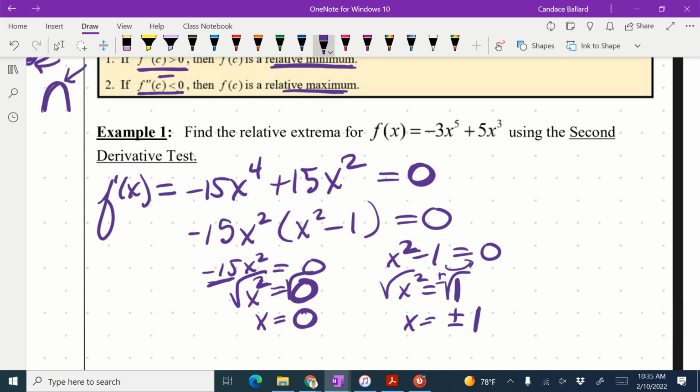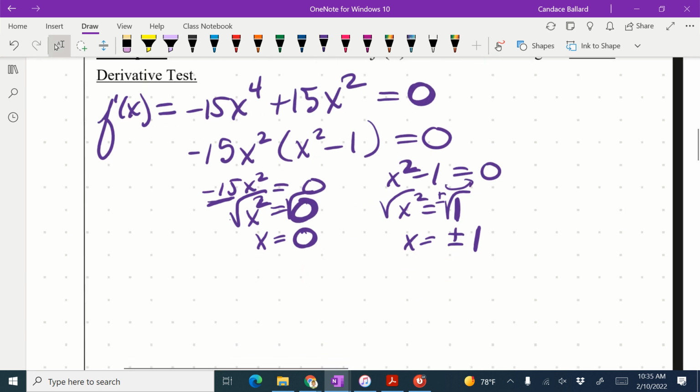So instead of doing our sign chart, we're going to try finding our max and min by the second derivative test. So that means I need the second derivative. So let's get the second derivative next. So f double prime of x equals.